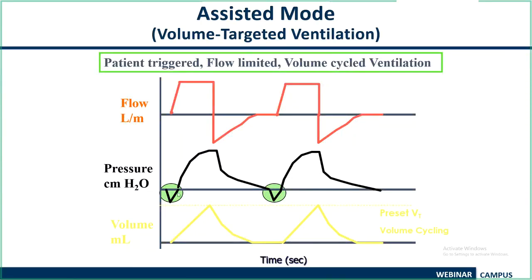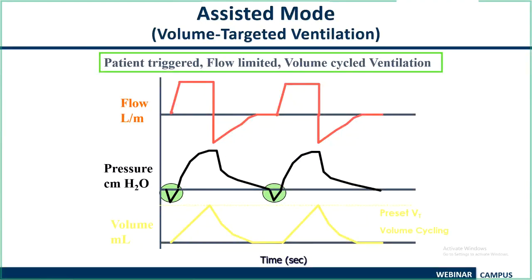Okay. Suppose the patient is not breathing, what will happen? The machine, at the fixed time, because you are setting a respiratory rate also, if the patient is not triggering, the machine will deliver that breath. Suppose I am keeping a respiratory rate of 10. If the patient is not at all breathing, the machine will give 10.